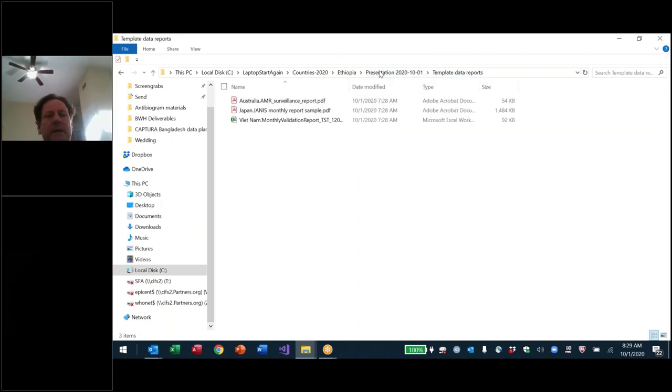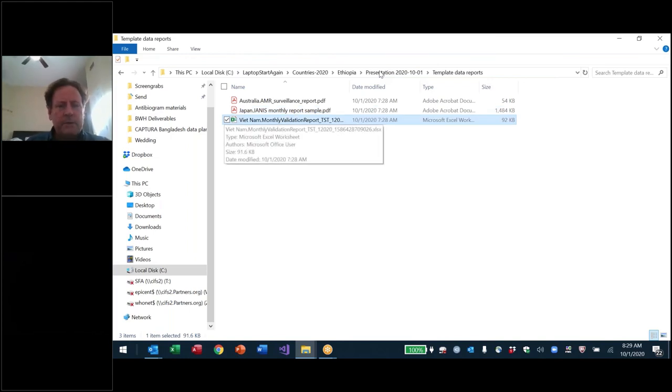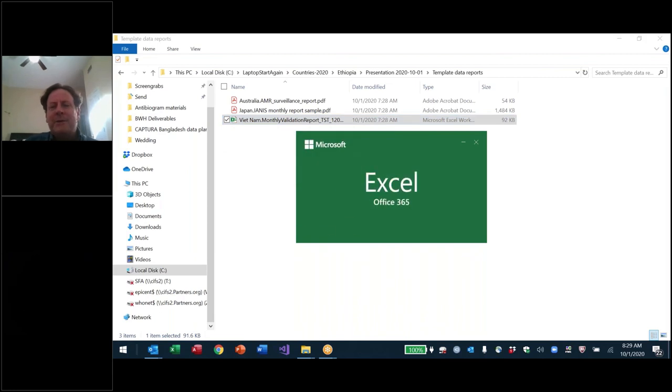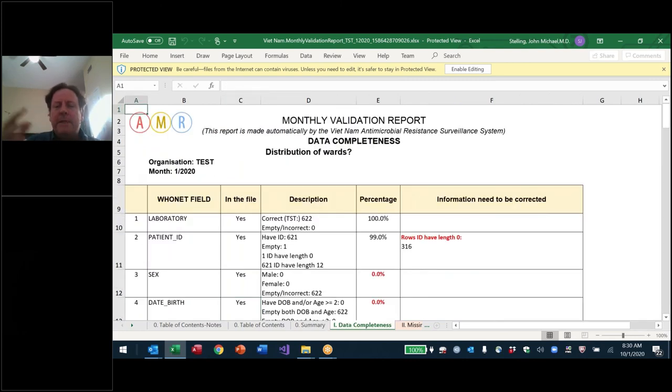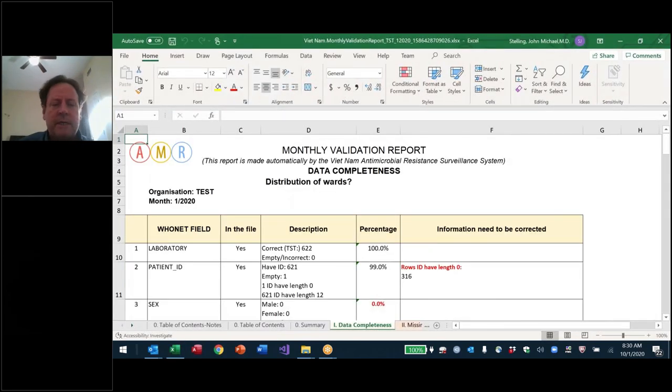The other three documents are certain reports. I'm going to show you the Vietnam one, because in the Vietnam one, they took the WHONET standard report. I showed you WHONET is the standard reports. They copied the ideas of the standard reports and put them into their web-based platform. And then they put more things that I want to put back into WHONET. So what you see here in Vietnam is very close to what WHONET does.